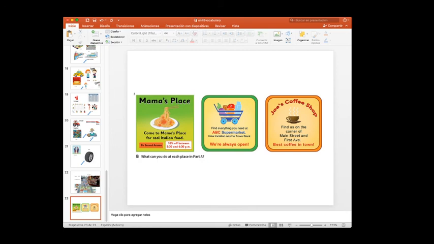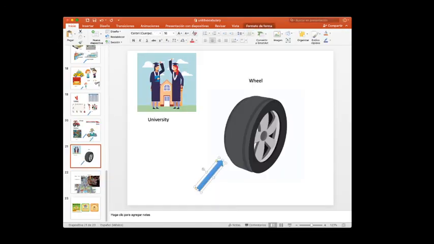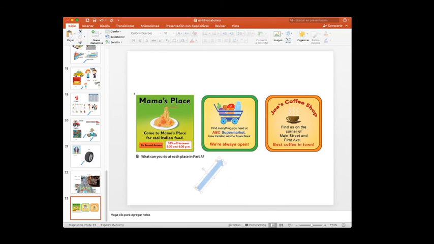What can you do at each place in part A? For example, what can you do at Mama's Place? Okay, maybe I can sleep, I can watch TV or something like that. Another, what can you do at ABC Supermarket? Maybe I can eat hot dogs and things like that. And what can you do at Joe's Coffee Shop? Maybe I can ask for spaghetti or something like that.